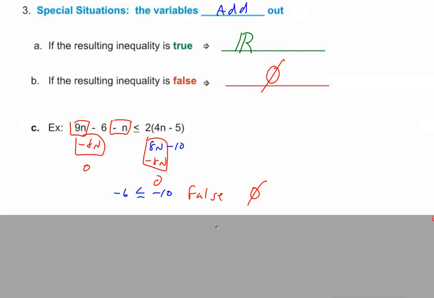Sometime later, you can play with it. Stick any number you want in for the variable. Just make sure it goes in every place where you see the n. Stick a 1 in, won't work. Stick a 0 in, won't work. Stick a negative 1 in, won't work. Stick a 100 in, won't work. Stick a million in, won't work. Stick a half in, won't work. No matter what real number you stick in, it's not going to be true. That thing has no solution. It's just the way it is.